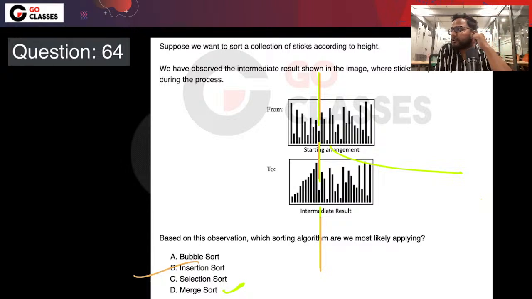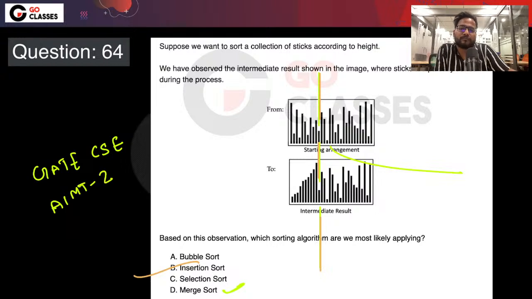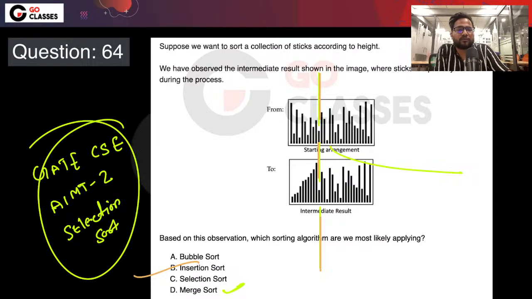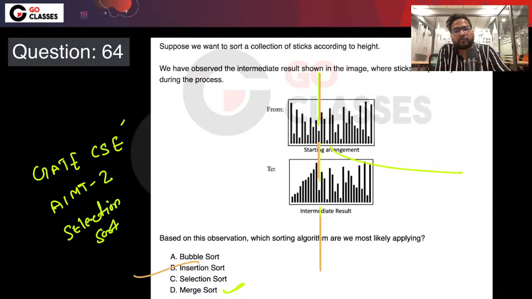So I think there was one question, yes, in GATE CSE AIMT2. In GATE CSE AIMT2 there was one nice question related to selection sort. Okay, you just try that question, GATE CSE AIMT2 selection sort question. That was a nice question.